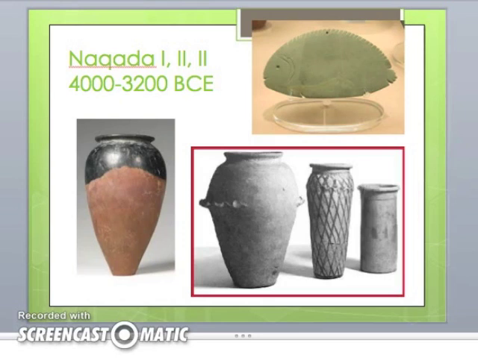Naqada is found in Upper Egypt on the first cataract of the Nile, the first bend in the river where the rapids happen. This site is actually rather famous because Flinders Petrie excavated here, and he used a certain typological analysis of pottery to come up with dates for the site.